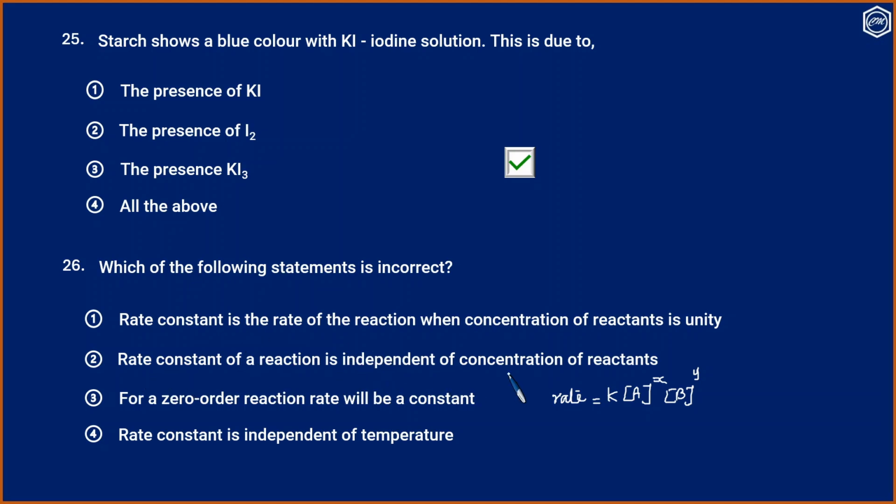Rate constant of a reaction is independent of concentration of reactants. Rate depends on concentration, but rate constant is independent of the concentration of reactants. So option 2 also is a correct statement. For a zero-order reaction, rate is independent of concentration. So rate is a constant. Hence, option 3 also is a correct statement. Now option 4, rate constant is independent of temperature, but rate constant depends on temperature. So option 4 is the answer.